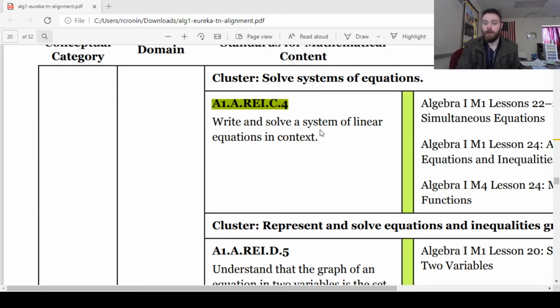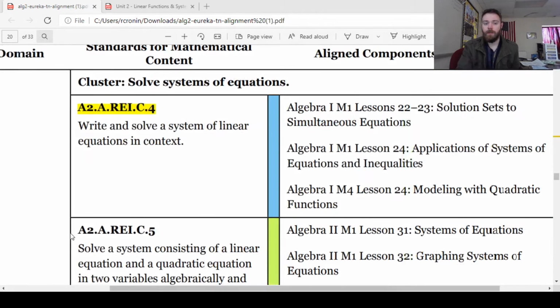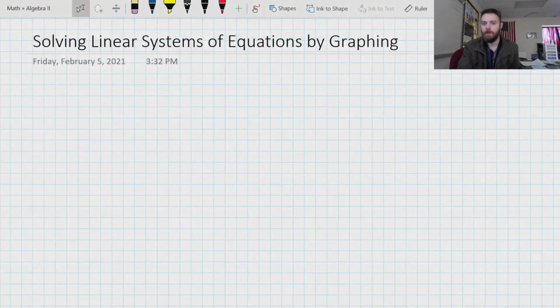Your goal is to write and solve a system of linear equations in context. So we're going to build up to the in context part, but we're going to talk about methods of solving systems of equations first. And then in Algebra 2, what's interesting is that it refers you back to the Algebra 1 lessons for our state. It says it's partially aligned, but you want to be able to solve a system of linear equations in context. So right here, we're going to start with graphing.